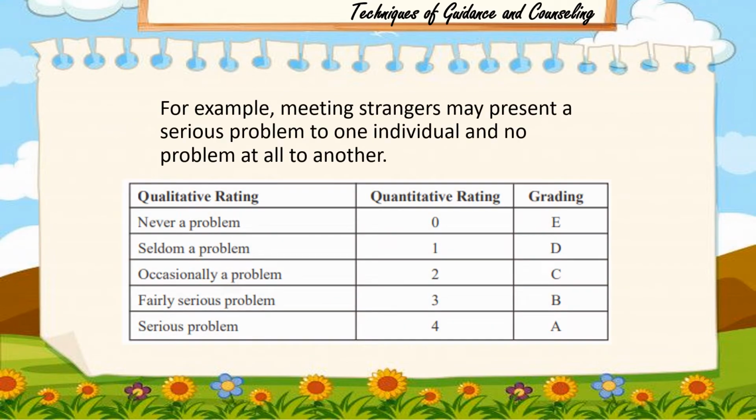In a rating scale, the characteristics are rated according to a given number of points. So the points are in terms of grades or numbers. So, for example, meeting strangers may present a serious problem to one individual and no problem at all to another. Between these two extremes, the seriousness of the problem may differ from one individual to another. The ratings may be qualitative or quantitative. So, for example, the seriousness of the problem may be rated as below. So, based from the table.